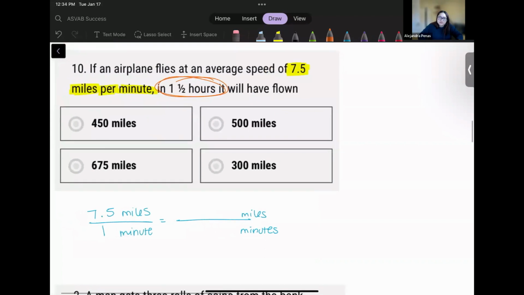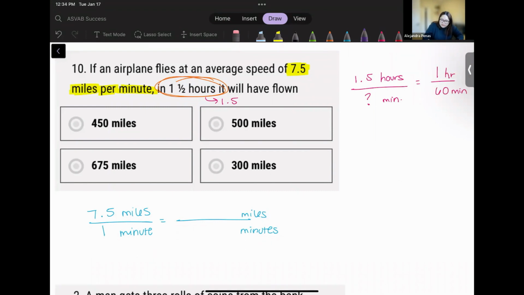Since 1 hour is 60 minutes, yeah, so we're going to take this 1.5 hours, and I will be nice to you guys. I know you want me to change it to a decimal, so I'll change it to a decimal. So we have 1.5 hours. We want to figure out how many minutes that's going to be. And like Cassie was saying, 1 hour is 60 minutes.